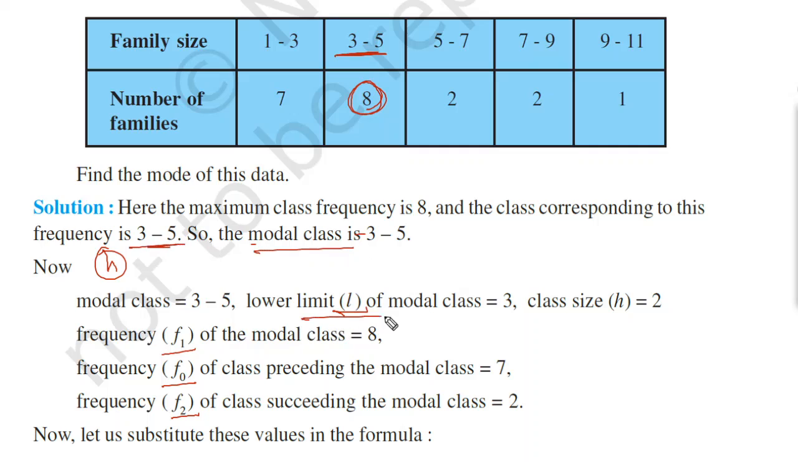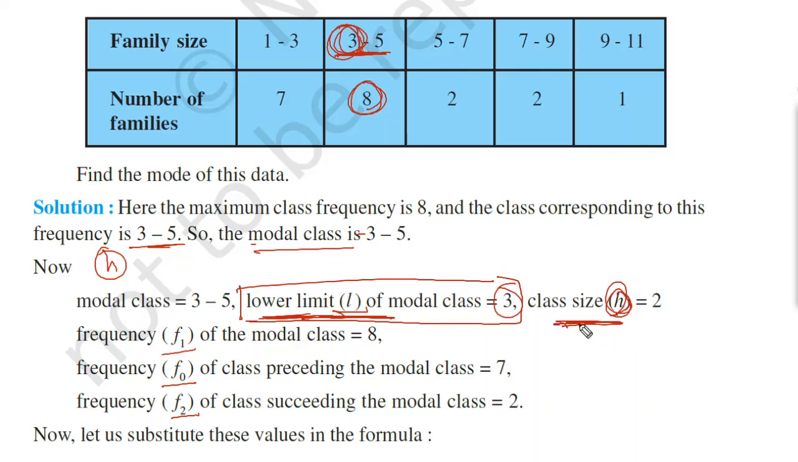Now you have to find L. L is the lower limit of the modal class. Please remember all of these things. The modal class is 3 to 5, so the lower limit is 3. H is the class size, which is higher limit minus lower limit. So 3 minus 1 equals 2, 5 minus 3 equals 2, 7 minus 5 equals 2. It will be the same in all cases. So class size H equals 2.